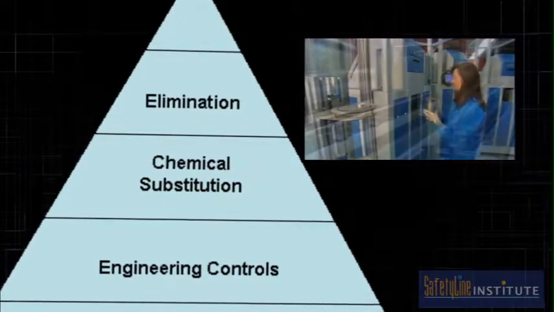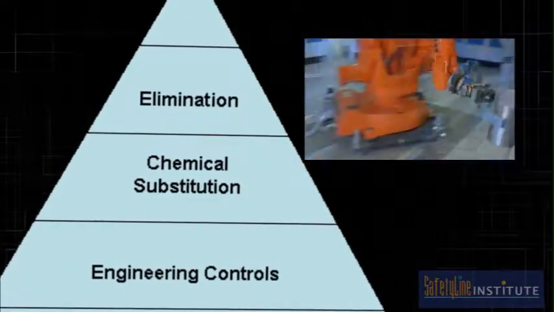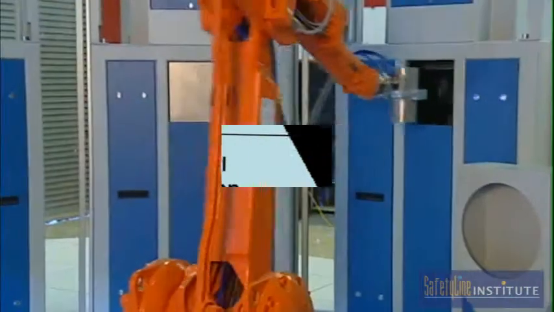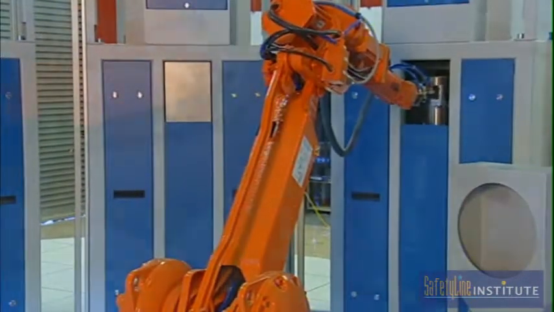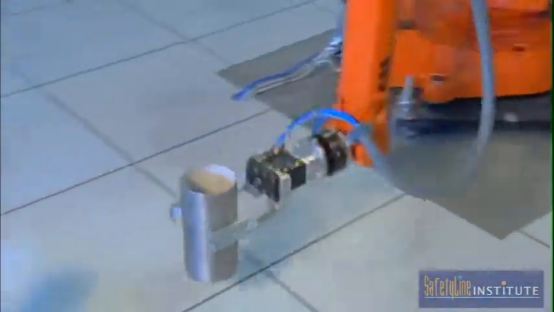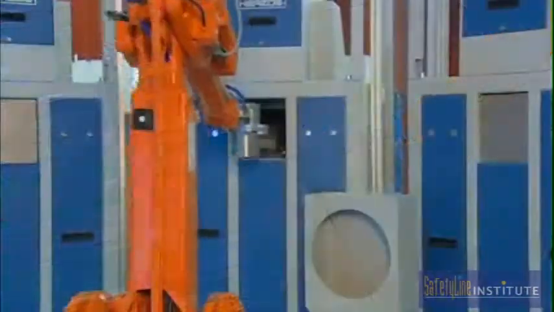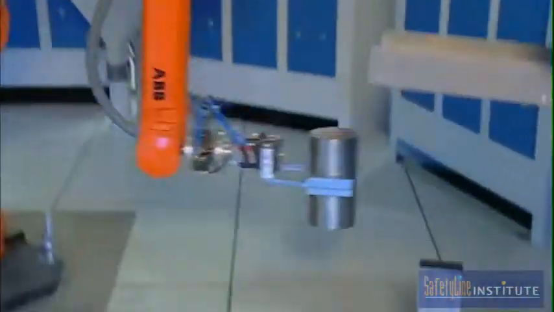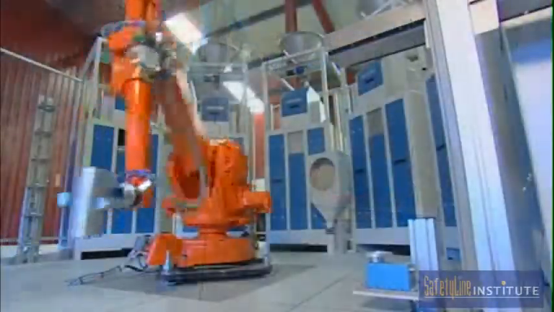Engineering controls include ventilation systems, automatic systems, enclosed systems, or other engineering measures that contain the hazardous substance or limit workers' exposure. This robot handles all samples in an isolated area, reducing the need for workers to handle dusty material.